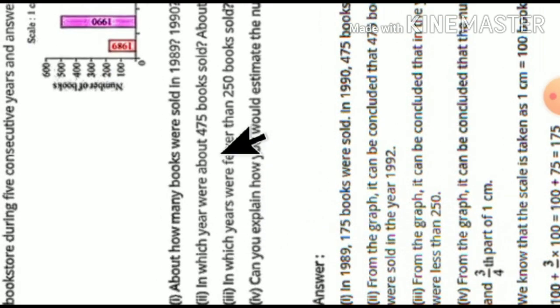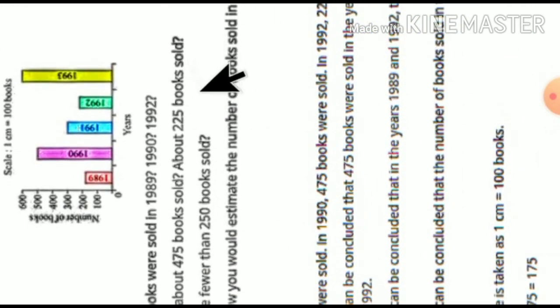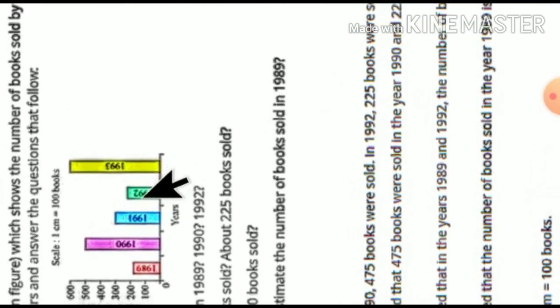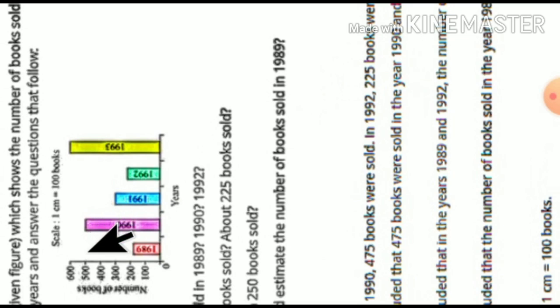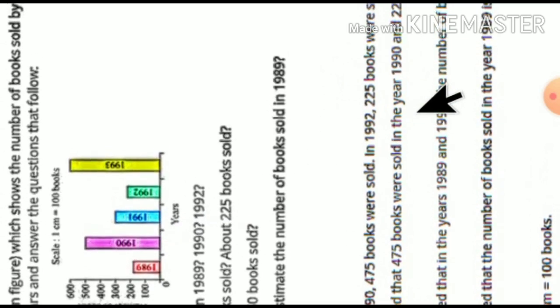Now second question, in which year were about 475 books sold, and about 225 books sold? So it can be concluded that 475 books were sold in the year 1990. Let us see here, in 1990 it is slightly less here, so 475. And 225 books were sold in the year 1992. So in 1992 you can see that it is slightly above 200. So 225 books were sold.